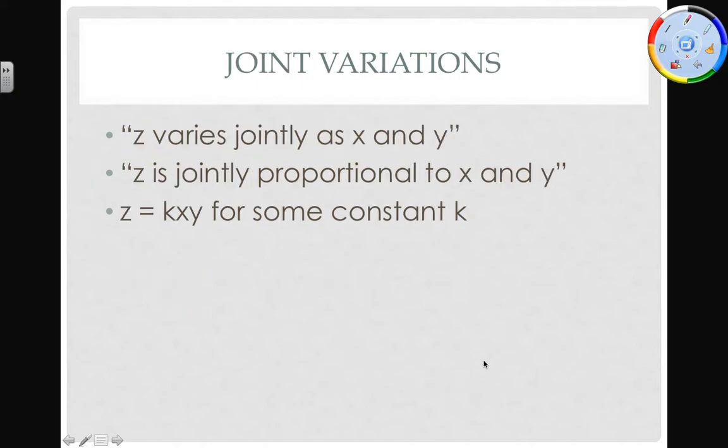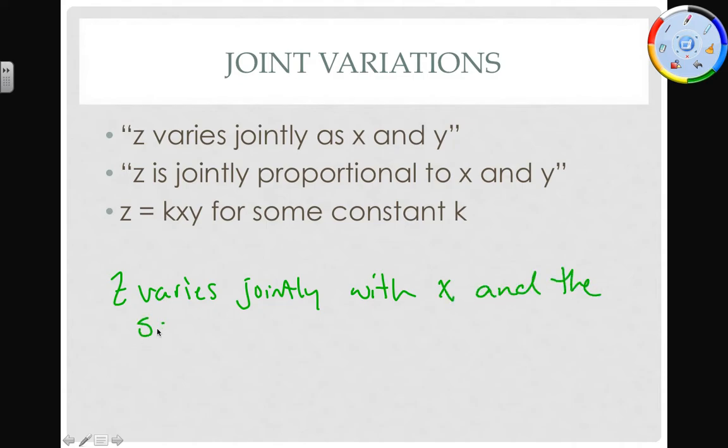The last type of variation that we're going to deal with is a joint variation. And a joint variation is just something like this. It's just the product of all of the pieces. So I could say z varies jointly with x and the square of y. Now, this one that I just gave up here in the quotes is just jointly as x and y. But here's how you're going to read these equations or these statements.